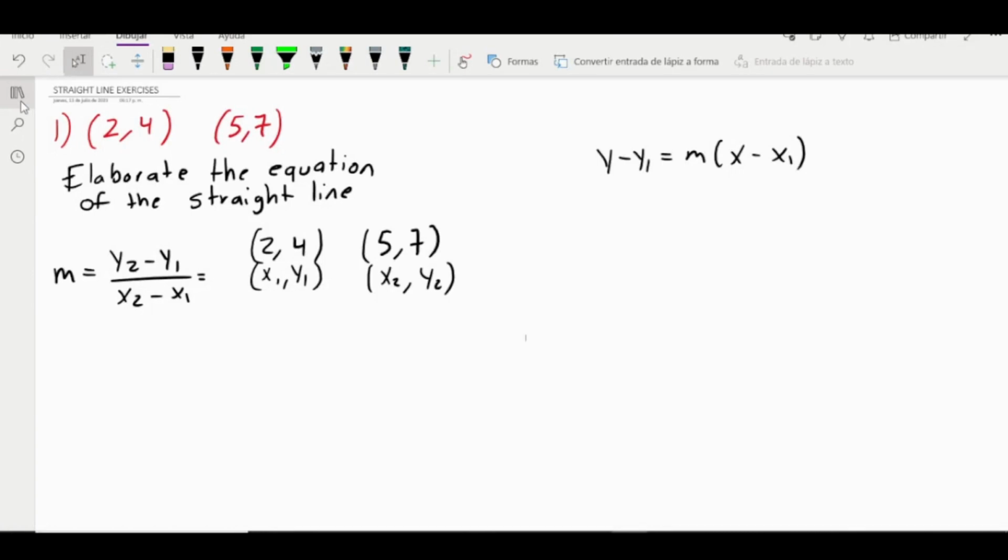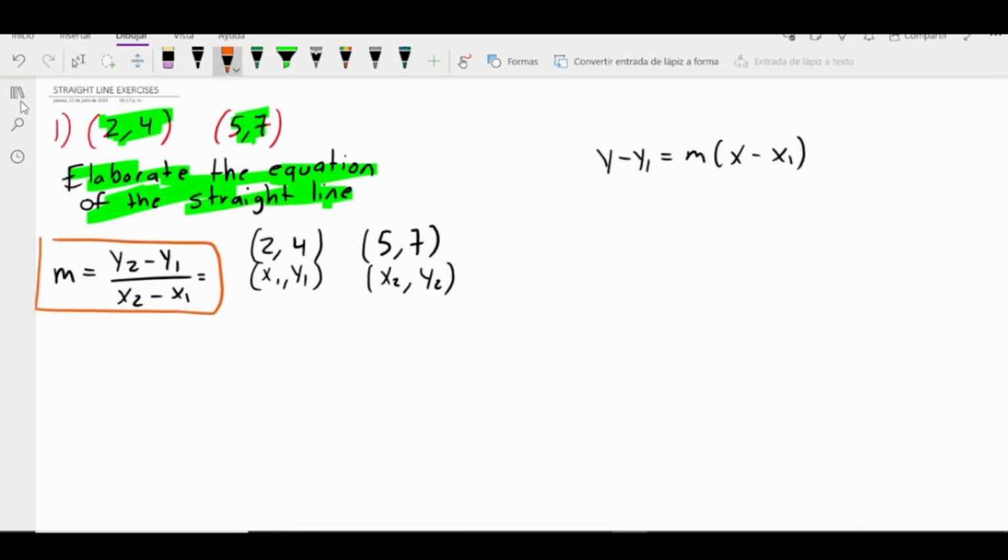Here we're going to apply the formulas that we were talking about in the previous video. If we read the problem, it says to elaborate the equation of the straight line, and here we have these points: (2, 4) and (5, 7). The first thing we need to do is identify the slope.